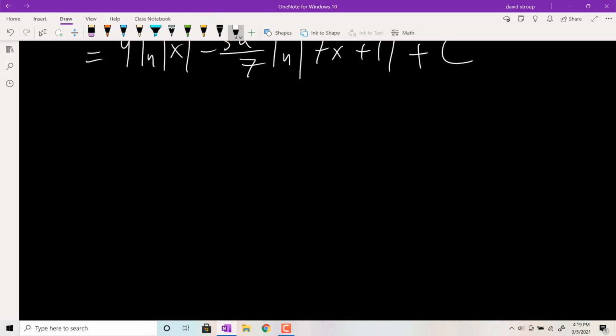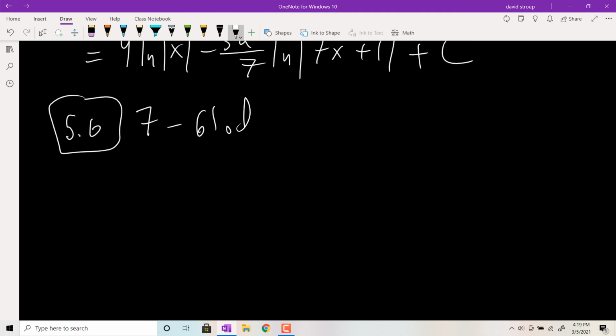But let's look at 5.6. So this was on L'Hopital's rule. You're taking anything from 7 to 61 odd. So basically, there are 4 types of problems. There are ones that are just pure L'Hopital's rules.